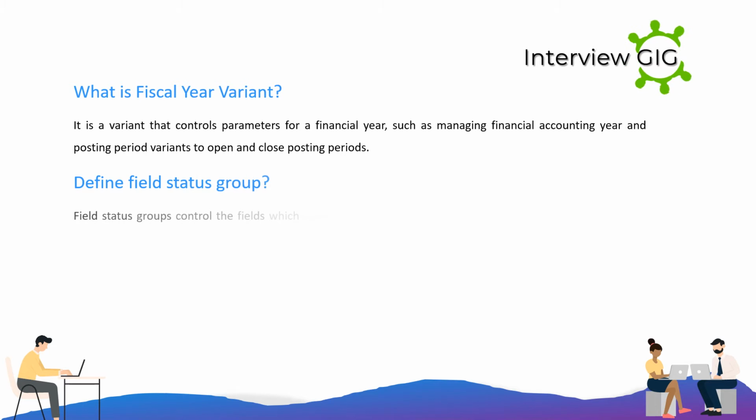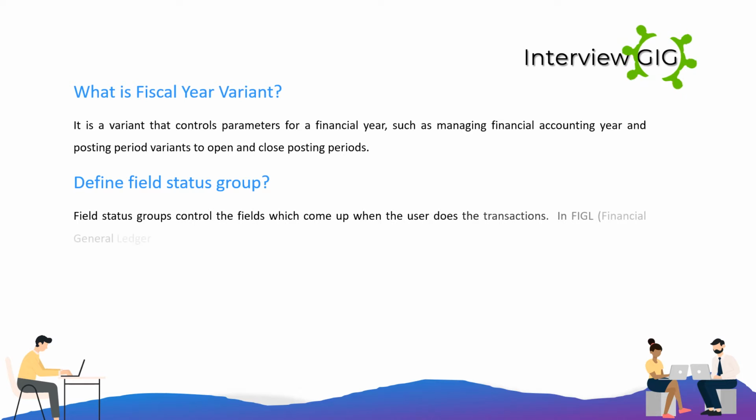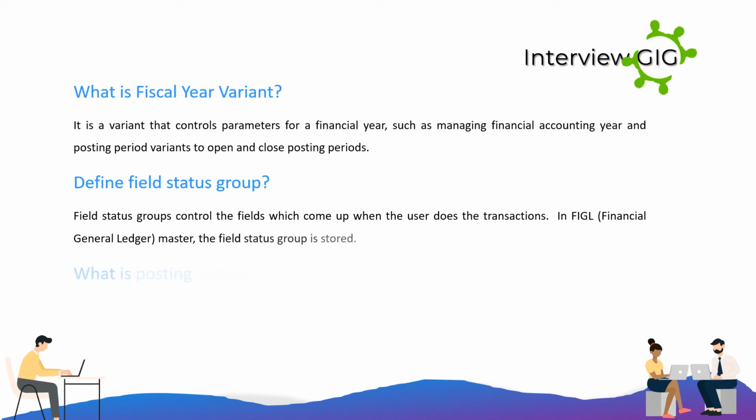Define field status group. Field status groups control the fields which come up when the user does the transactions. In FIGL, Financial General Ledger, Master, the field status group is stored.